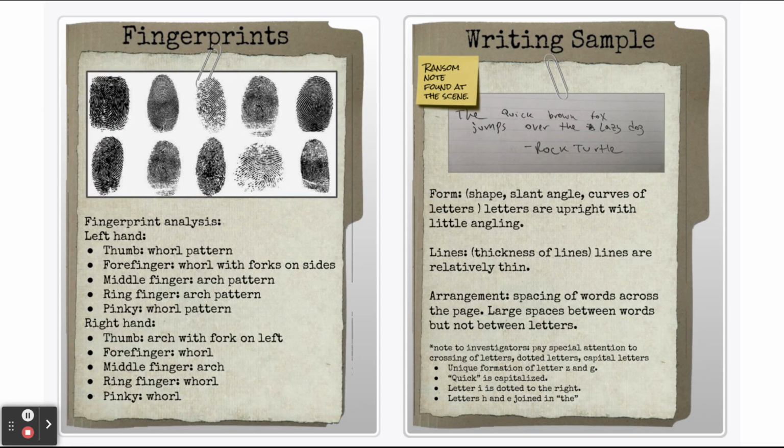For our fingerprints, we have all 10 prints, and we have details on the different kinds of patterns on each one of the 10 fingerprints. The writing sample is included with notes about the form, the lines, the arrangement, and paying special attention to crossing of letters, dotted letters, and capital letters.